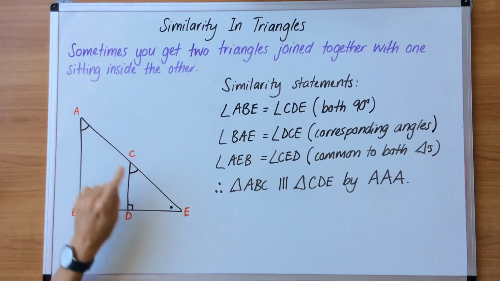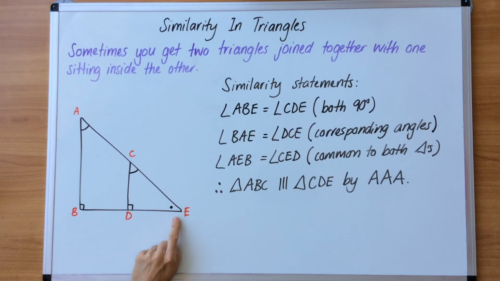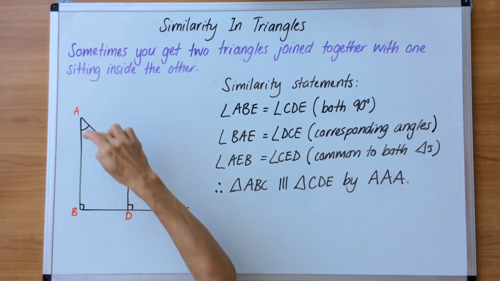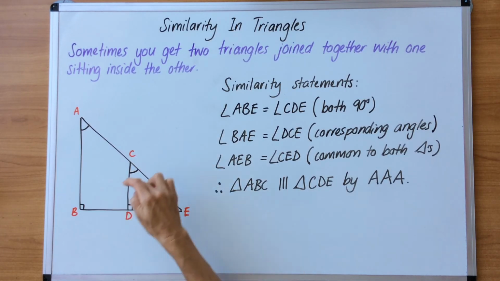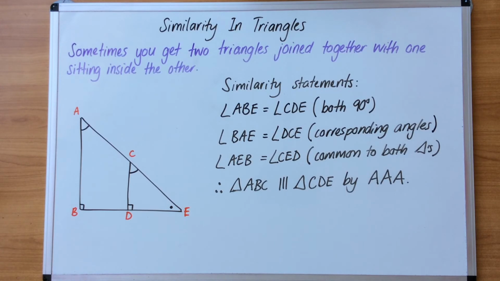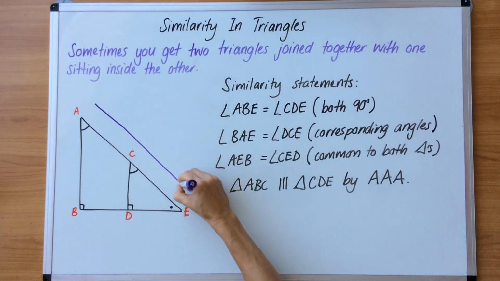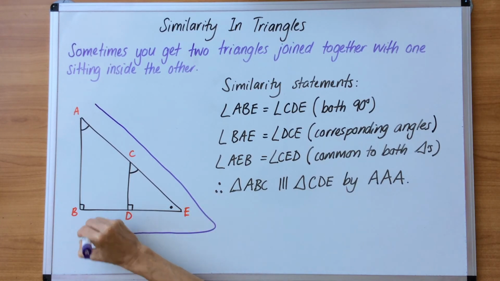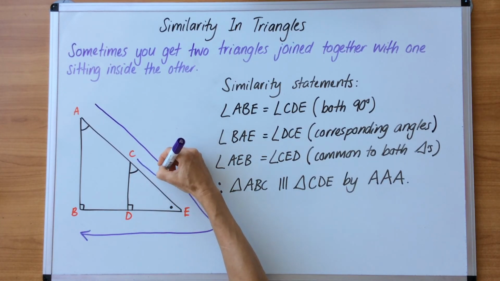And finally, we have angle AEB. So AEB, the dot being the common one here, therefore it will also be in the center of the next angle, which is CED. So AEB, CED. I'm just going to draw this for you. I'm going to show you that we're going in the same direction. So angle AEB, and we've got angle CED.